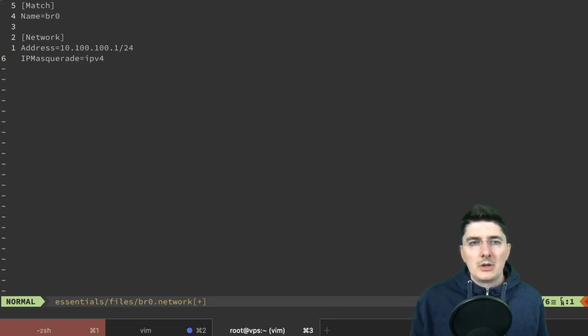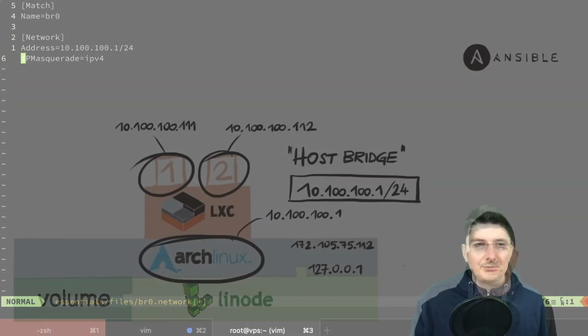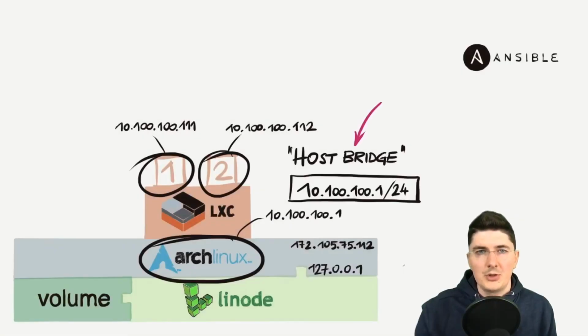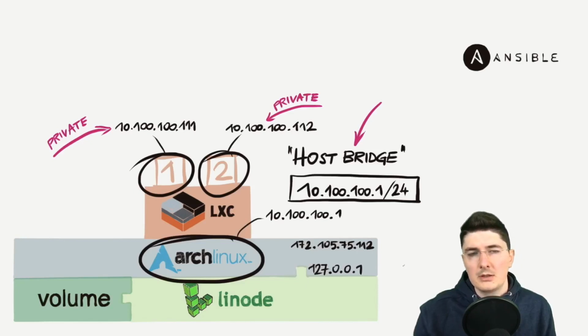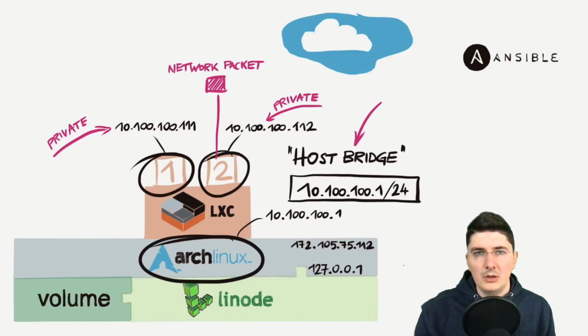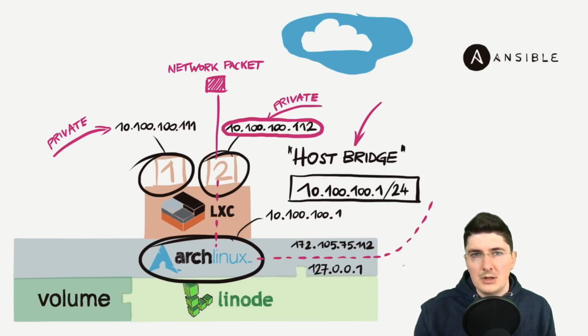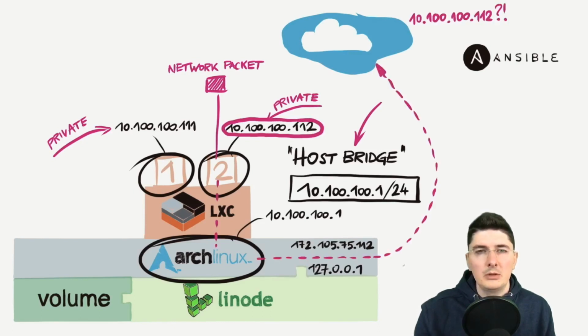This IP masquerade line requires another drawing. Using this host bridge, our containers will get IPs which are from the private subnet. In order for a container to be able to access the internet, we must mask its IP with the IP of the host. If we don't, when network packet from the container tries to reach something on the internet, it will have its return address set to this IP. And when it reaches its destination, the other side will not be able to reach back to this private IP.